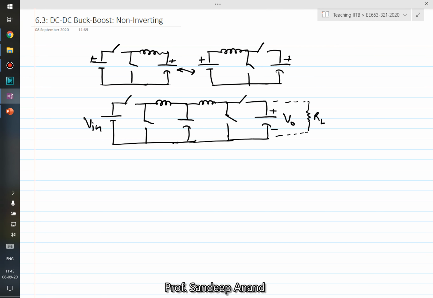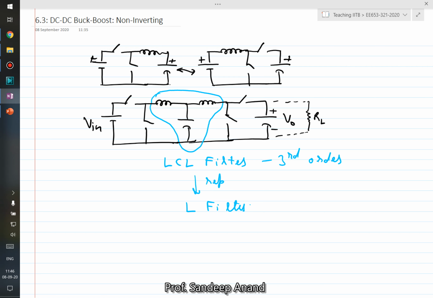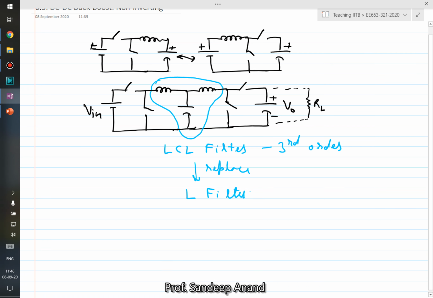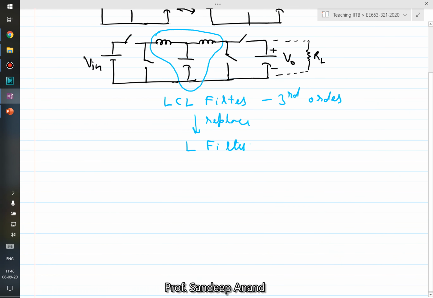We can further simplify it. If you see this region, this is essentially an LCL filter, a third order filter, because there are three energy storage elements. Obviously this filter would have better performance, but we can certainly replace it by just an L filter, and thereby reduce the number of components in this circuit. So let me redraw it.